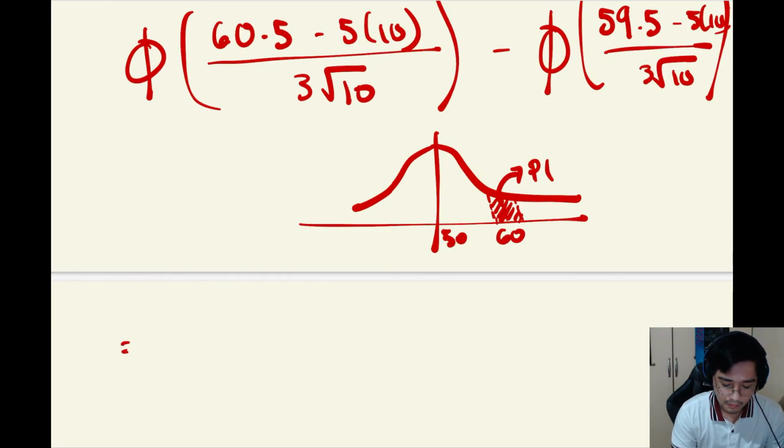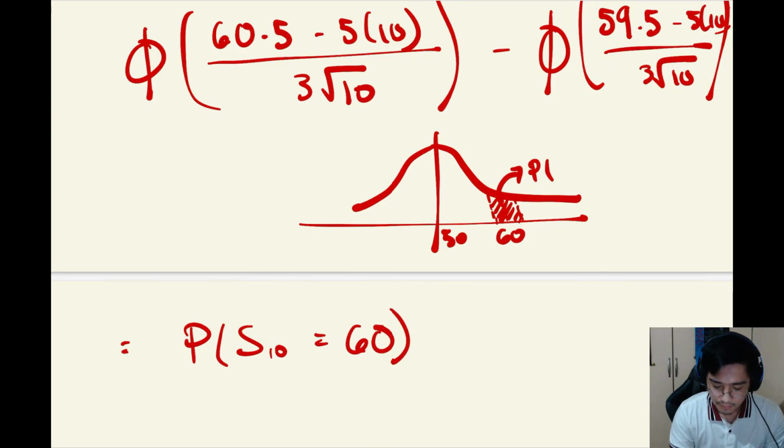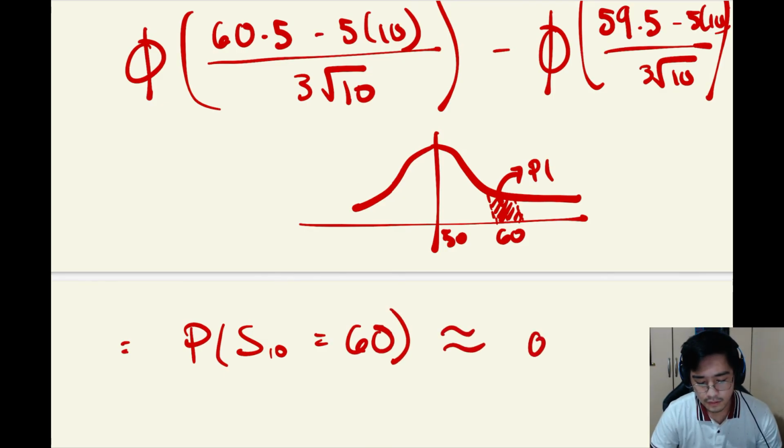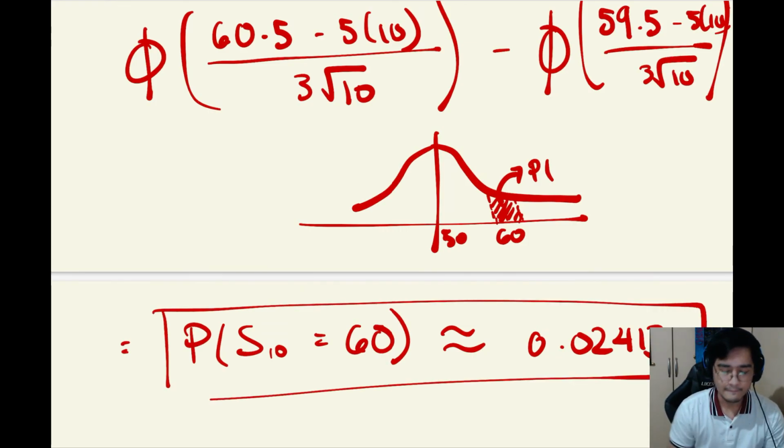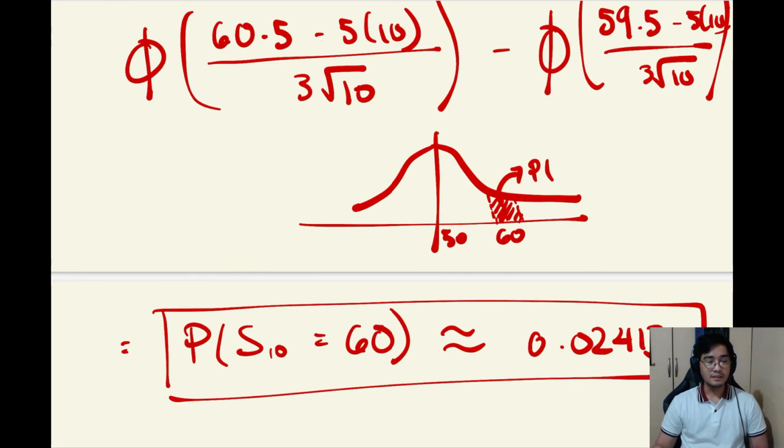We will now get that the probability of S_10 equal to 60 is approximately equal to 0.02413. So that's how you solve this problem. See you on the next problem.